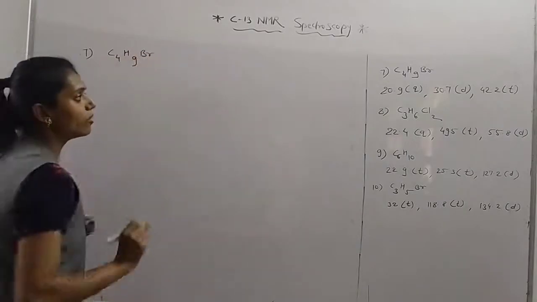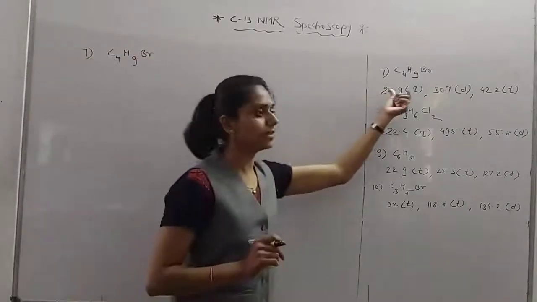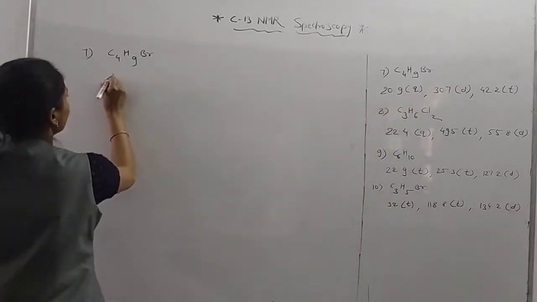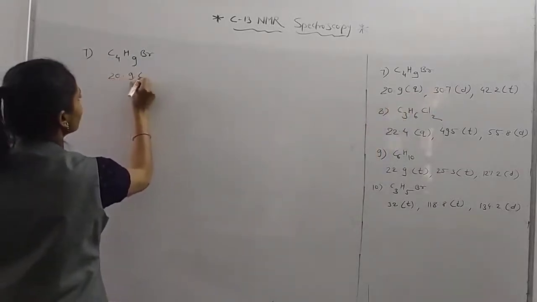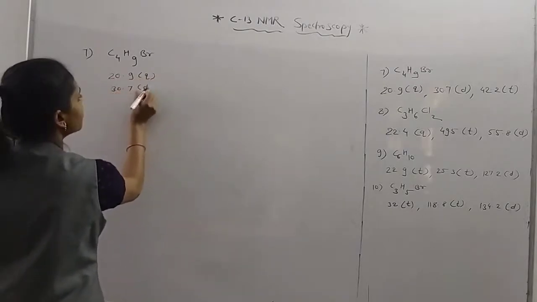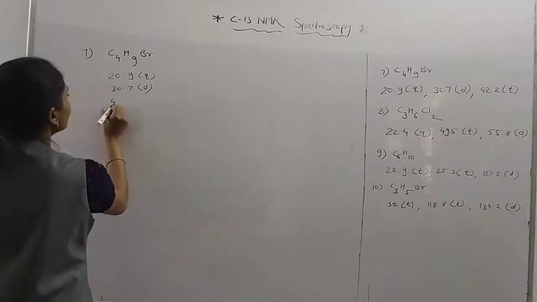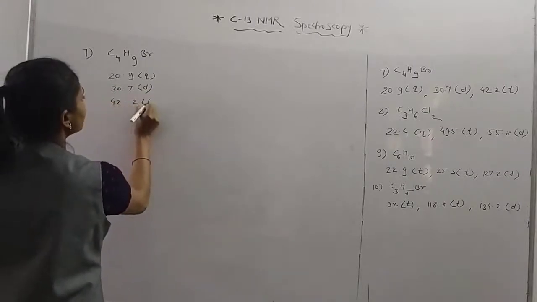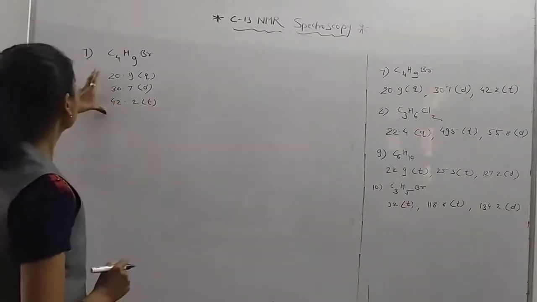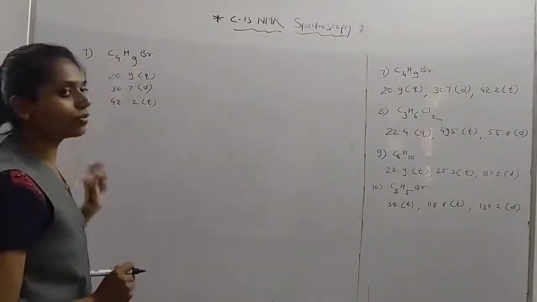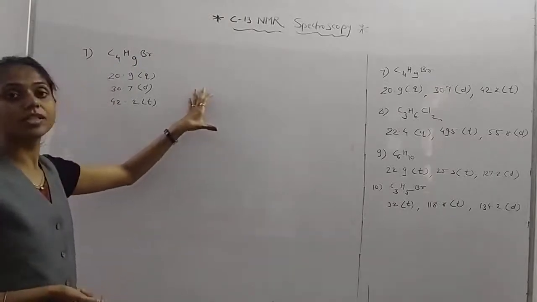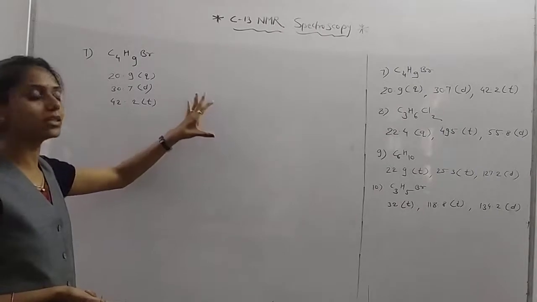Here C4H9Br is the molecular formula, and this is the given C13 NMR data: 20.9 quartet, 30.7 doublet, 42.2 triplet. Okay, this much. Now first of all we determine the number of unsaturation present in the molecule.